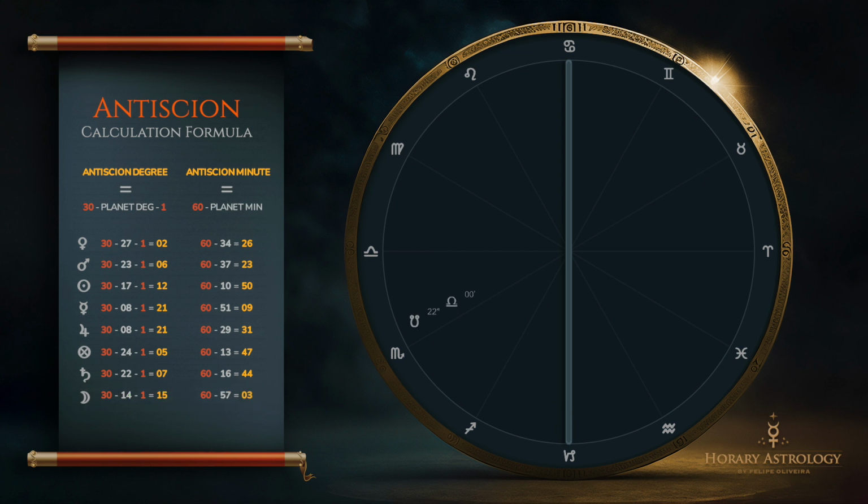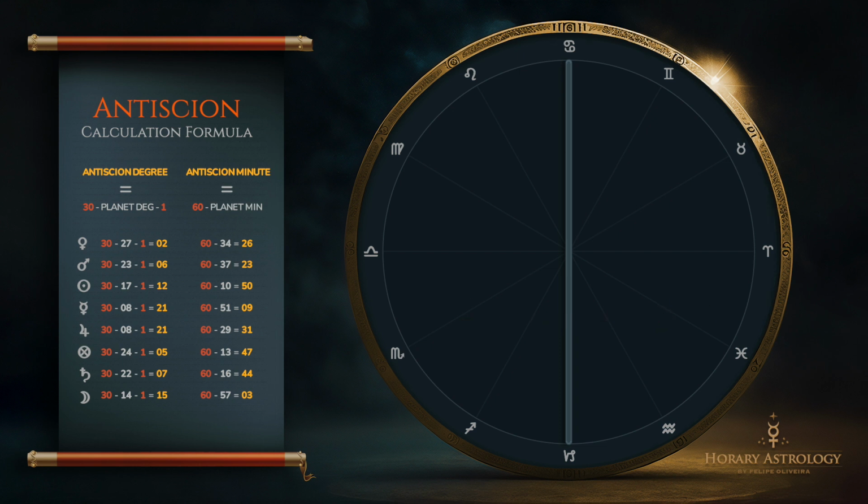There are a couple of exceptional cases. The first is when we have 0 minutes. In that case, you just subtract the degree from 30, and the Antiscion minutes will be 0 as well. So in this case, the South Node's Antiscion is at 8 degrees and 0 minutes of Pisces.